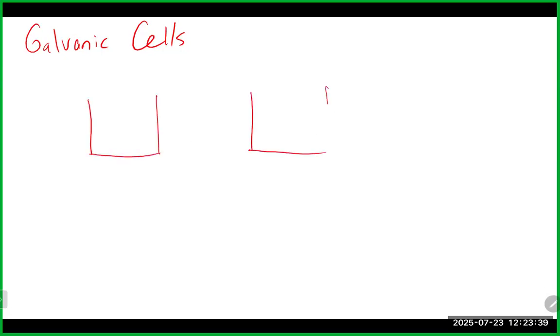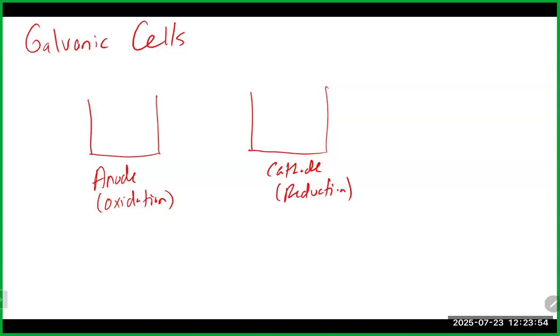Okay, so we got into galvanic cells last time. And remember, galvanic cells have a few different parts we talked about. On one side is the anode part of the galvanic cell. That is where oxidation occurs. On the other side is the cathode side. And that is where reduction occurs. Remember, it is really just an oxidation reduction reaction happening.